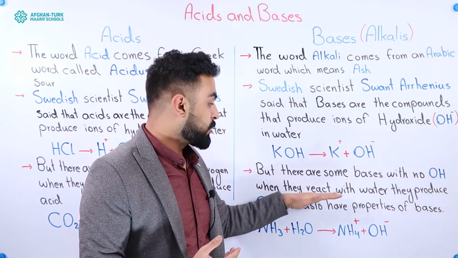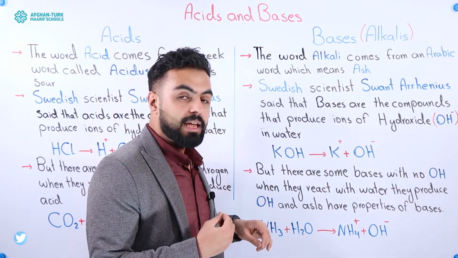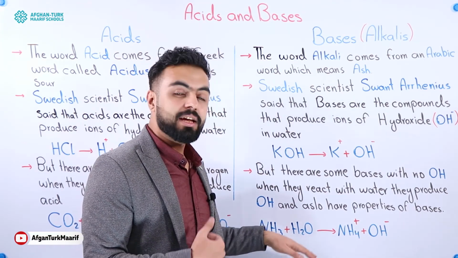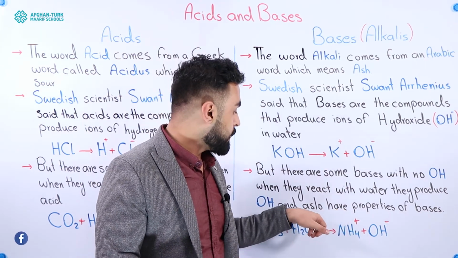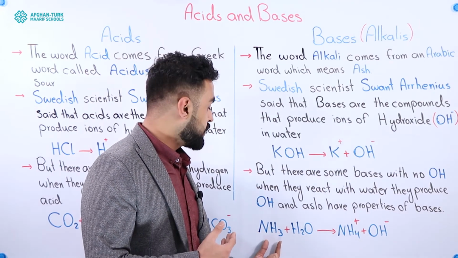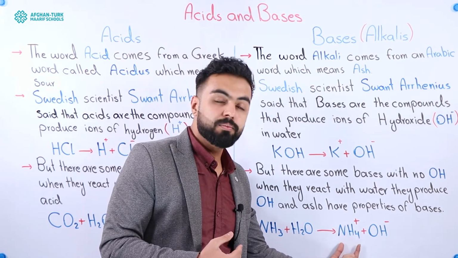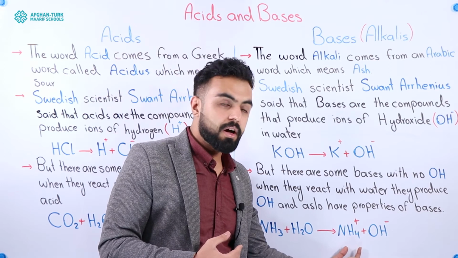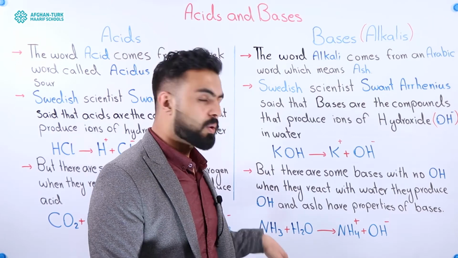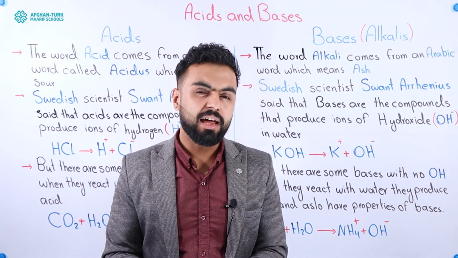When they react with water, they produce OH. How do we know that they are bases? Because when they react with water, they again produce OH. So they also have properties of bases. This one, ammonia plus water, when it reacts with water, it will divide into two parts, the positive ion and the negative ion. The negative ion is OH, hydroxide. So this is also a base. So that was all about the definition of the bases and acids.